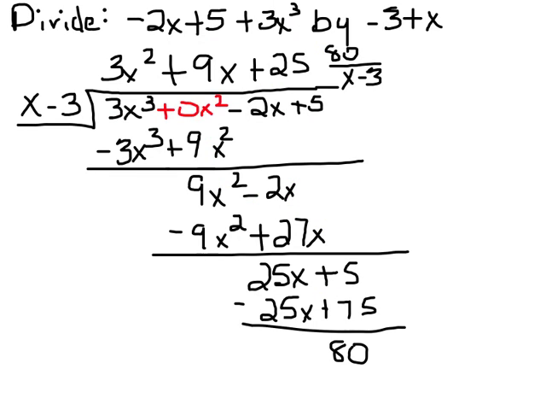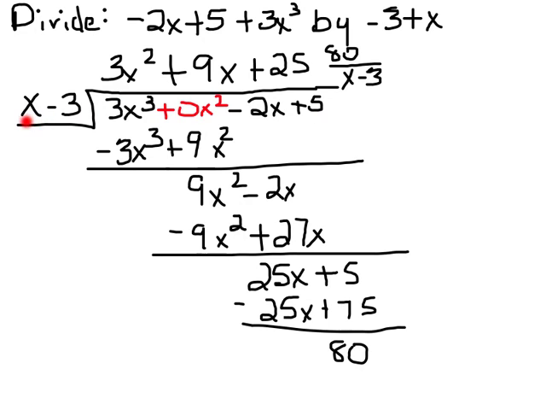Alright, here's one more, and this one has a very important step that you're going to have to add. I've highlighted it in red. If you start out with an x to the third term, you have to have an x to the second placeholder. Even if you don't have any x to the second, you have to put a 0x squared there. So you have to fill in all the blanks. If you start at 3, you've got to go 3, 2, 1. Okay?